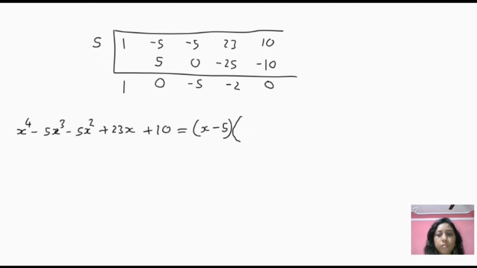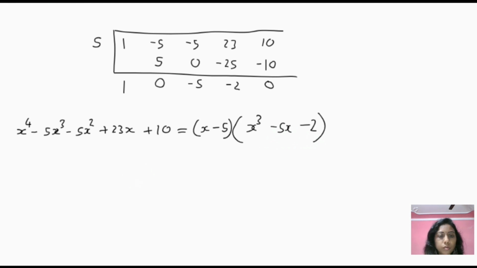Okay. Now what is the quotient? This is minus 2, which is the constant. And this is the coefficient of x, so minus 5x. This is the coefficient of x square, so this is 0. We don't write it. Now here is the x to the power 3 coefficient, so it is 1. So we can write x to the power 3. Now again we have to factorize this and we will use the synthetic division method for this.